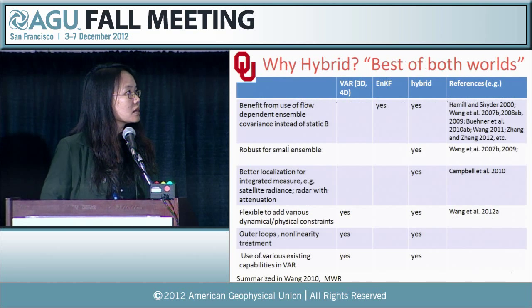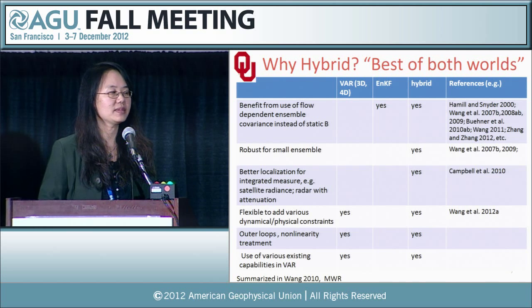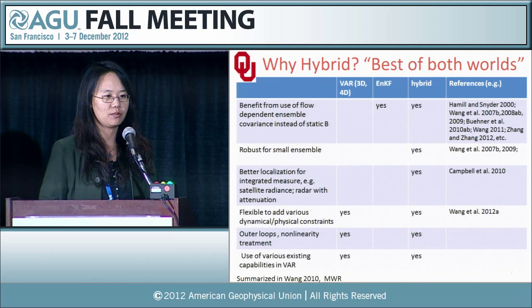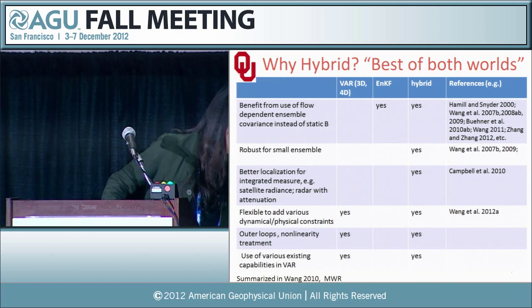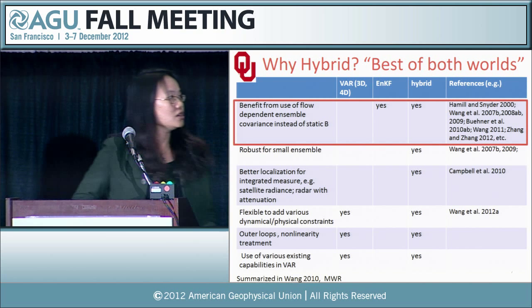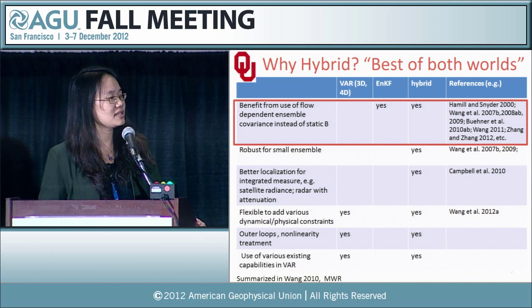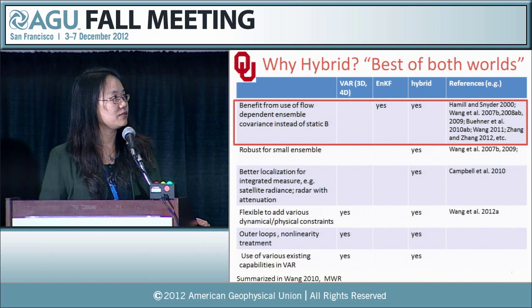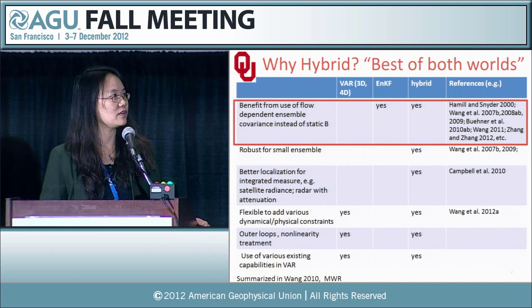So the big question is, why do we want to have a hybrid system? The answer is we really want to take advantage of the best aspects of both the VAR system and the EnKF. Relative to a pure VAR system, the hybrid system can benefit from the flow-dependent ensemble covariance. A typical VAR system can still be limited by the use of static covariance.